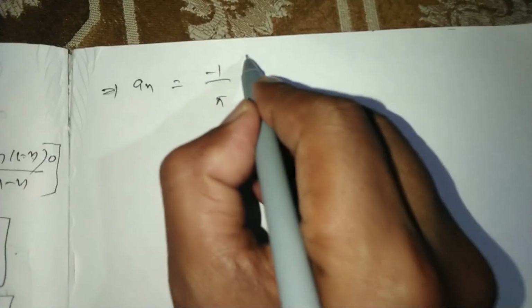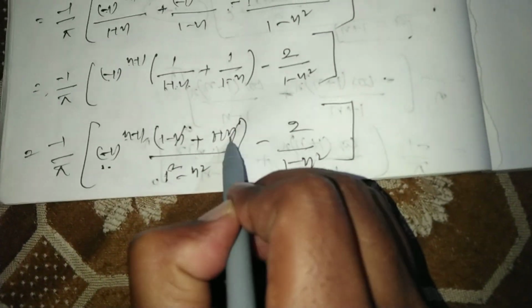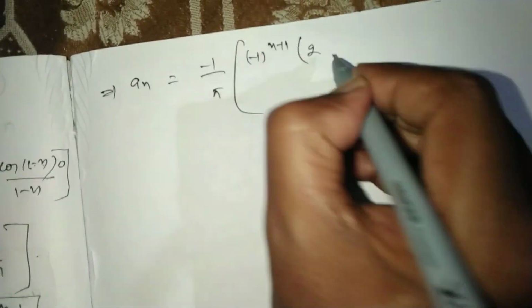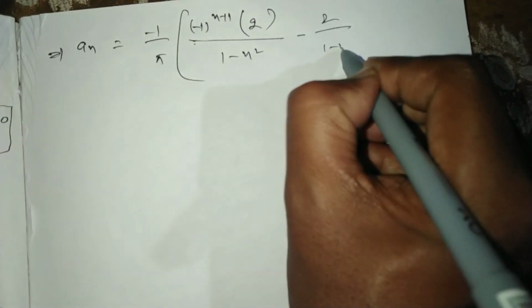That is equal to a_n is equal to negative 1 by pi whole into (minus 1) power n plus 1 minus 1 power n plus 1 whole into, so here negative n, positive n cancel, 1 plus 1 is 2, this is 2 whole upon 1 minus n square, negative, here is negative 2 by 1 minus n square, 2 by 1 minus n square. So here is 2, here also 2.